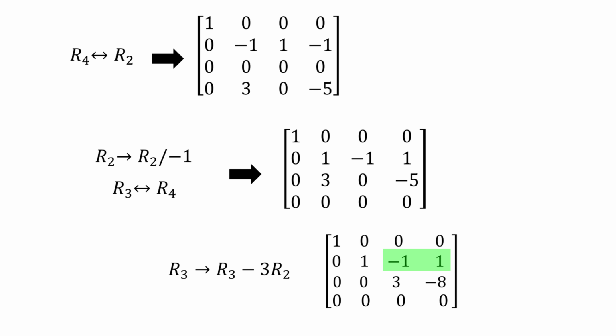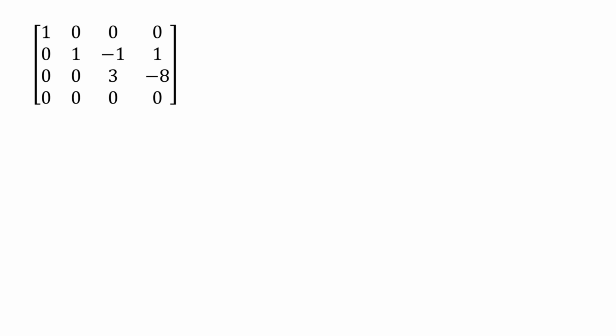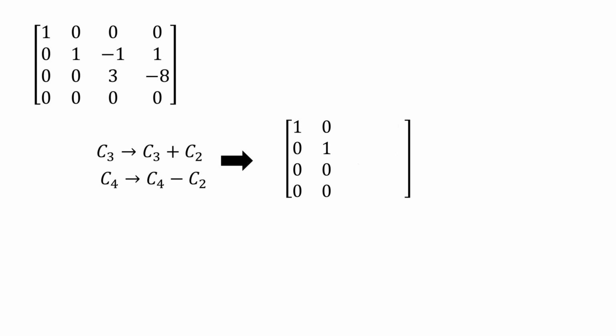Next step is to make these elements as zeros using C2. So the operations will be changing C3 as C3 plus C2, C4 as C4 minus C2. Again, the first two columns will be written as it is. For the third column, we get 0 minus 0, minus 1 plus 1, 3 plus 0, 0 plus 0. For the fourth column, we get 0 minus 0, 1 minus 1, minus 8 minus 0, and 0 minus 0. Making this element as 1, in the next step, we can divide third column by 3. So the next operation will be C3 as C3 by 3.